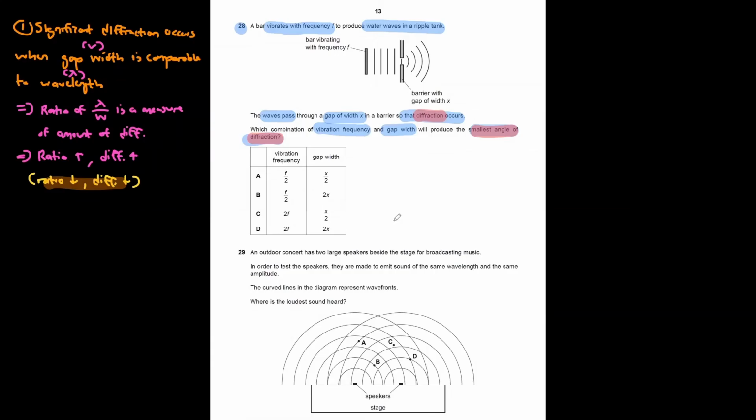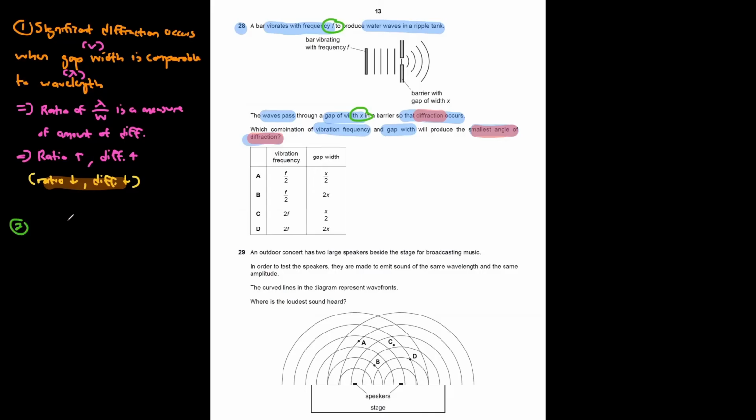But when you look at your current question here, there are some differences to take note of. There is no mention of wavelength. Instead, they mention frequency. And your gap width here, rather than being written as W, is actually written as X. So we'll change our ratio accordingly in order to match the question.